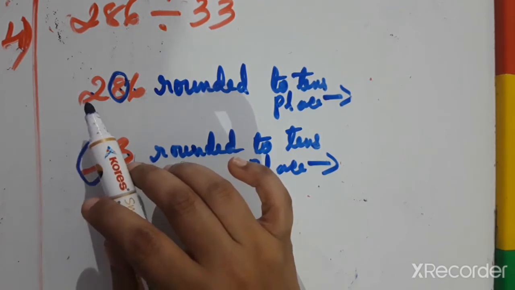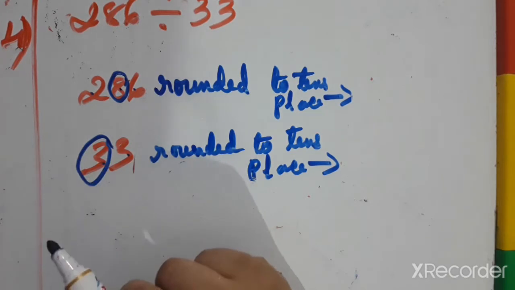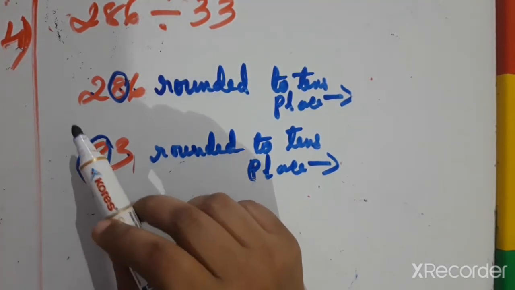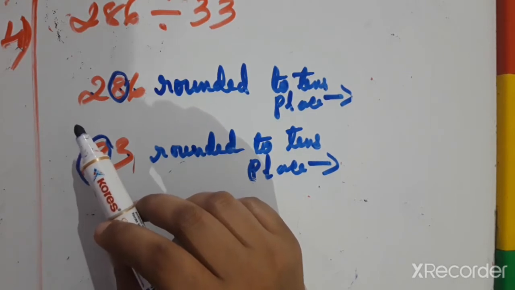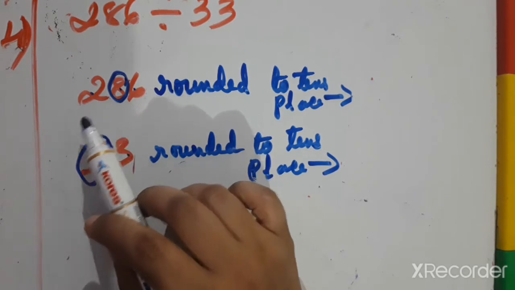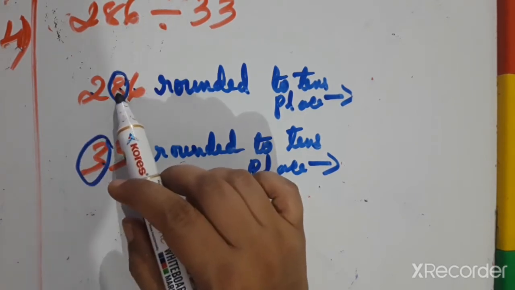If the question specially mentions rounding off to the tens place, ones place or 100s place, then we have to round off at that particular place value. If it is not mentioned, we can use the general rule, which means it is our wish. We can round off to any place, ones, tens or 100s. Here I am rounding off to the tens place.